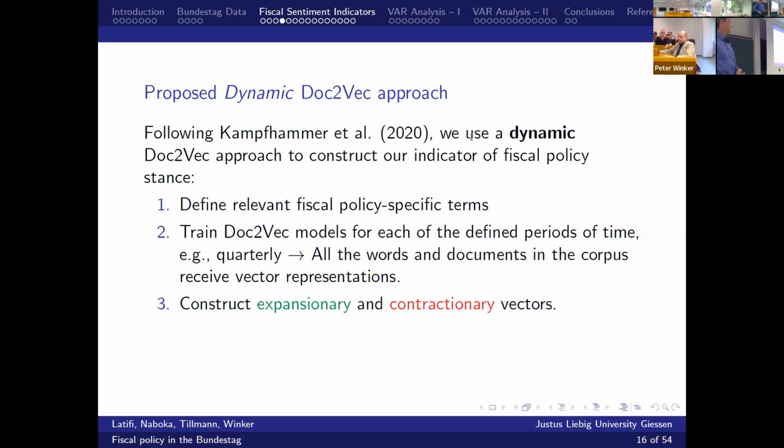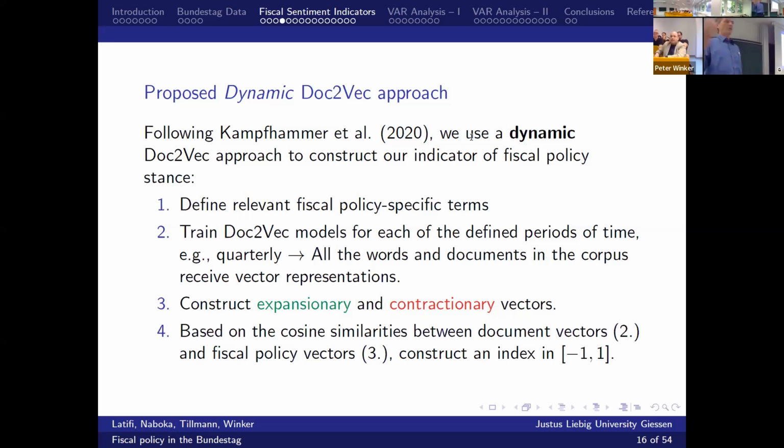Then we can construct expansionary and contractionary vectors, which is just the sum of the terms. Use the additive property, take the sum of them, and see how close our speeches are to such a vector. So we have the vector queen, and if one of the speeches is close to here, then it might be the speech for the coronation of the queen, because it's very close to it. So that's the idea. And then we standardize it to -1 to 1.